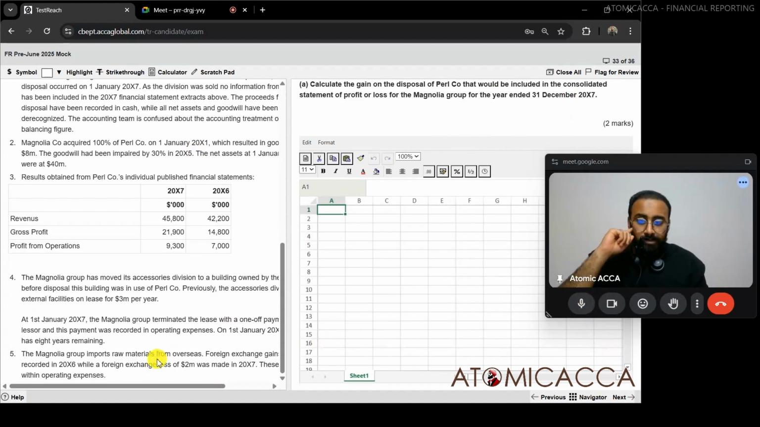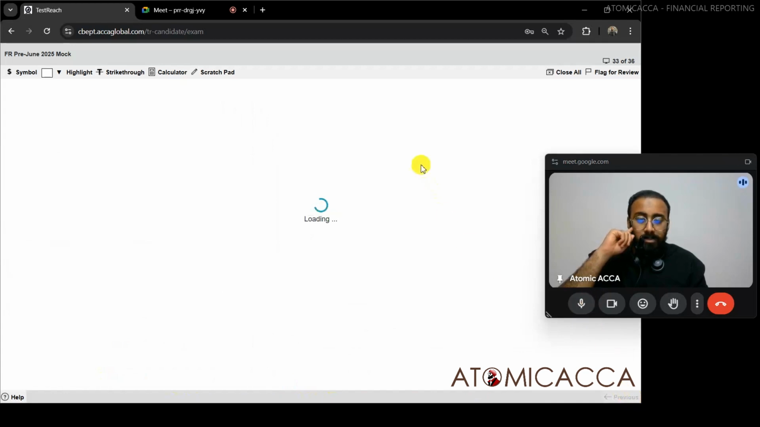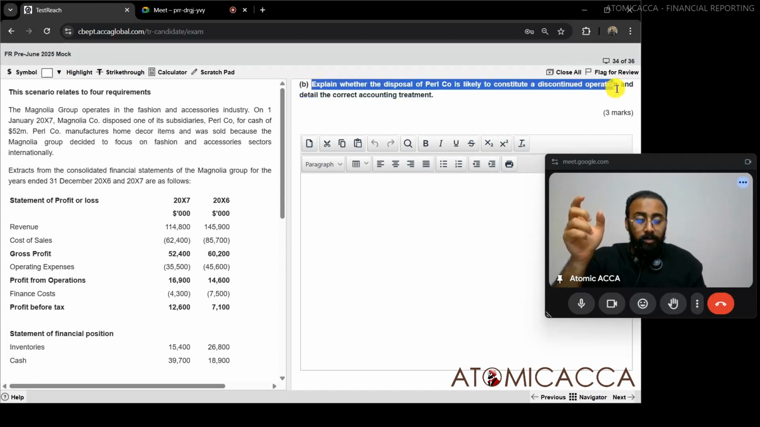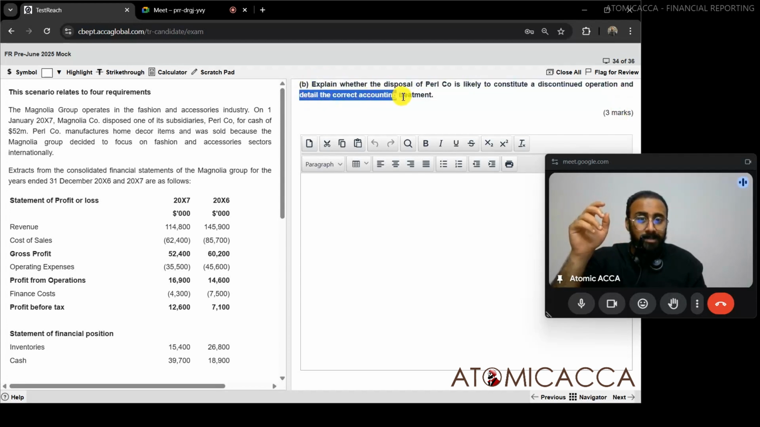So one is for calculating the disposal. Next, explain whether the disposal of Pearl company is likely to constitute a discontinued operation and detail the correct accounting treatment. So explain whether it's a discontinued operation and tell the correct accounting treatment. That's 3 marks, so you have to split it across. Again, a small question.